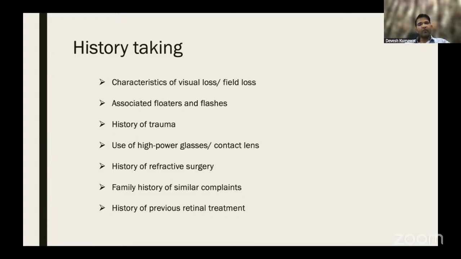Then you also have to take a history of YAG cap in a pseudophakic patient, because in addition to cataract surgery, YAG cap can also predispose to retinal detachment. So if the cataract surgery or YAG cap has happened within the past 6 months of the retinal detachment, then you can attribute the retinal detachment to cataract surgery. It need not be a complicated cataract surgery. Even uncomplicated cataract surgery can lead to retinal detachments later on, because it can lead to progression or acceleration of posterior vitreous detachment.